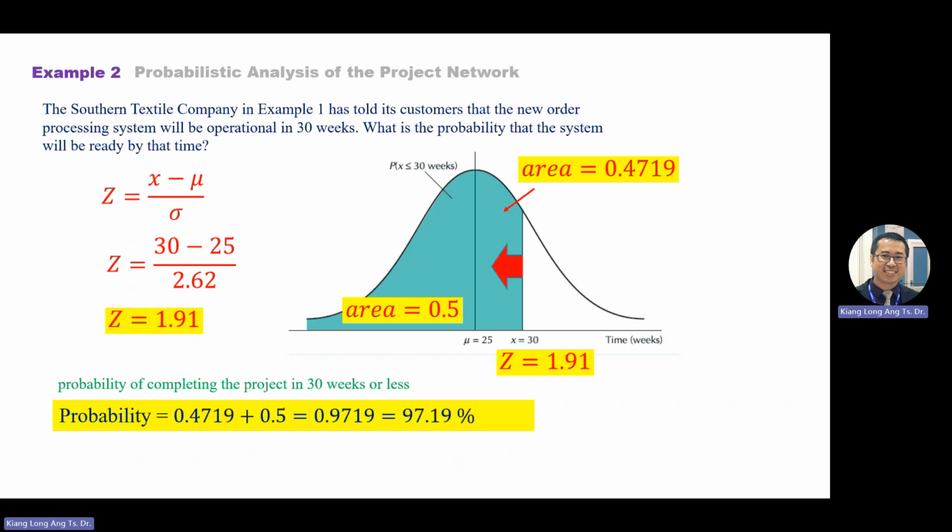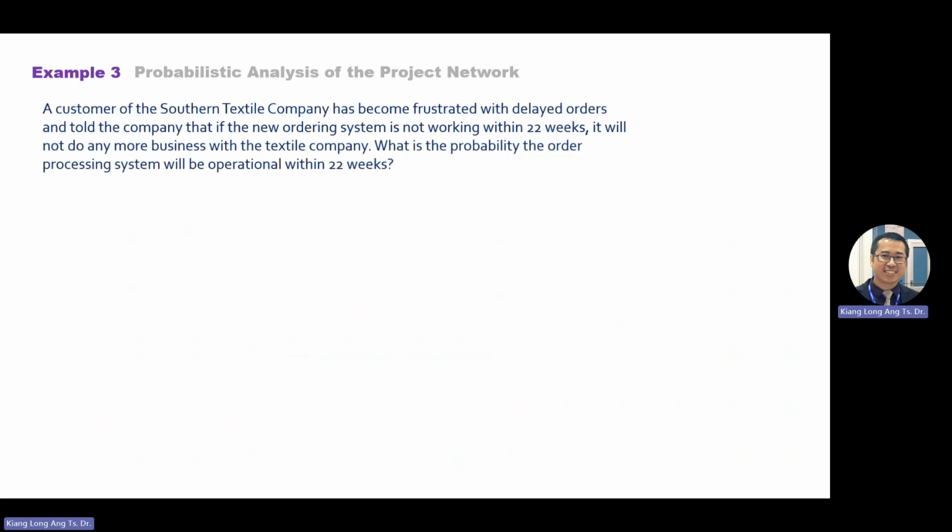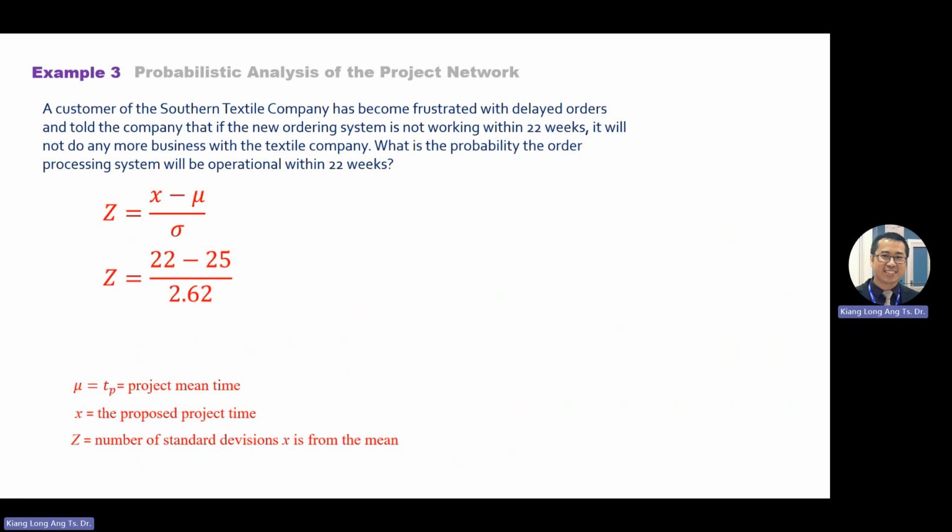Now, some of you might ask, what happens if the customer gives you a value less than 25 weeks? How is the calculation? I give you example number 3. Same scenario. Now the customer asks you, can you complete in 22 weeks or not? What is the probability? You do the same process. You draw the curve.